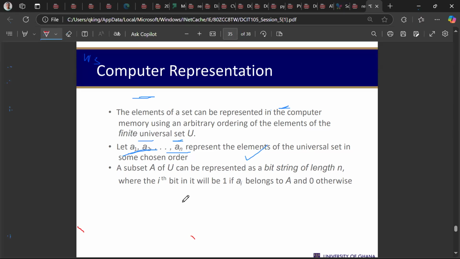Just as I was saying, let me use an example here. Let's say we have set A, and let me use 1, 2, and then 3.